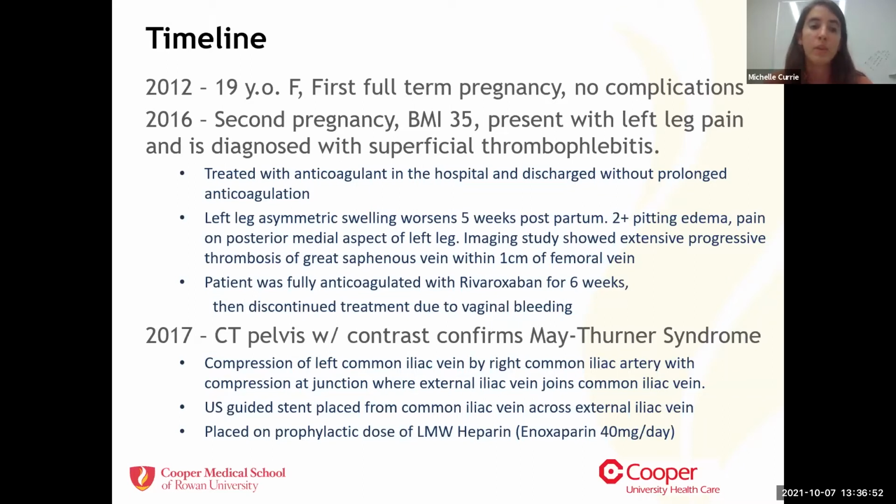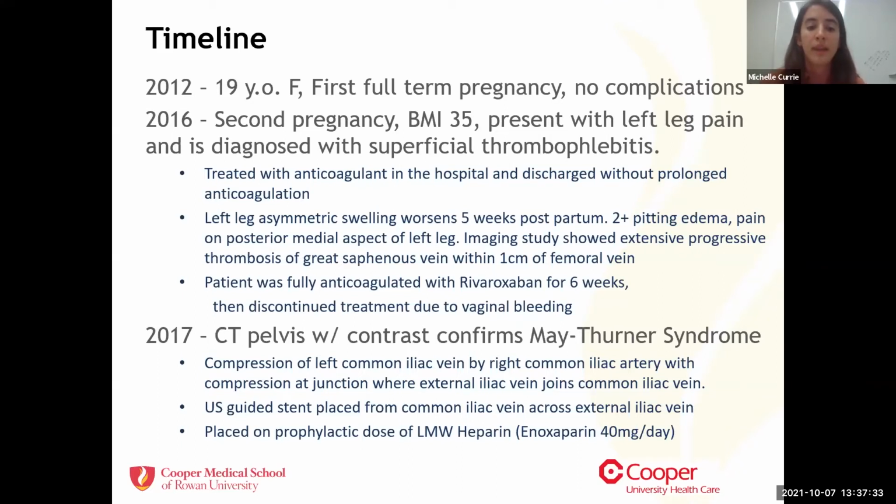In 2017, due to continued episodes in the hospital for swelling and left leg pain, a CT pelvis with contrast was done to confirm the diagnosis of May-Thurner syndrome. So May-Thurner syndrome is an anatomic anomaly, and you have compression of the left common iliac vein by the right common iliac artery where it crosses over. In addition, there's compression at the junction where the external iliac vein joins the common iliac vein. An ultrasound guided stent was placed in the common iliac vein across to the external iliac vein to keep that vein open and to hopefully alleviate the pain and the swelling.